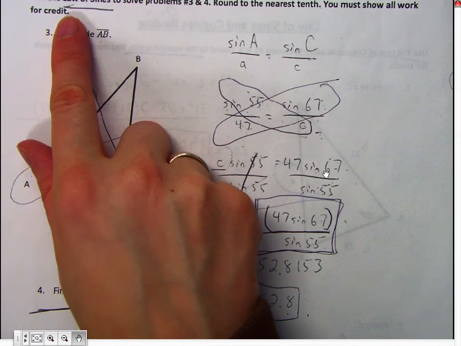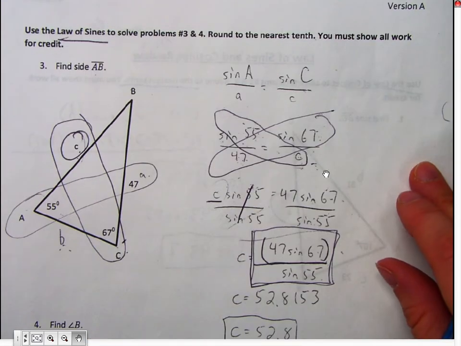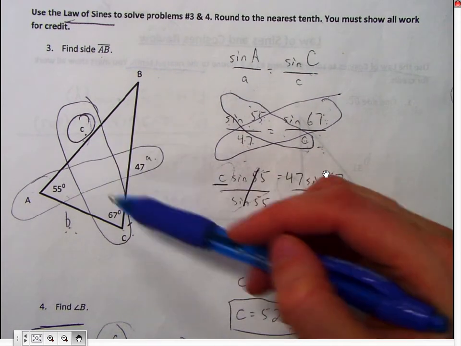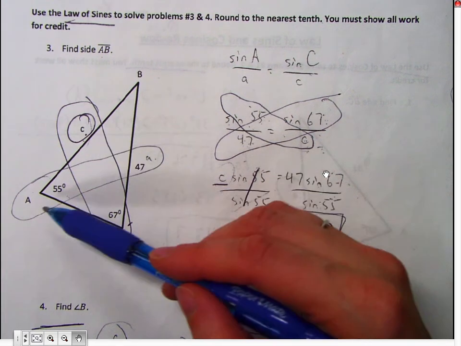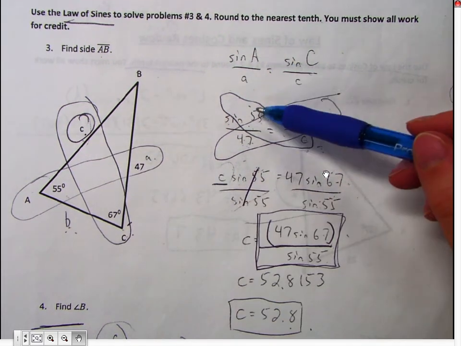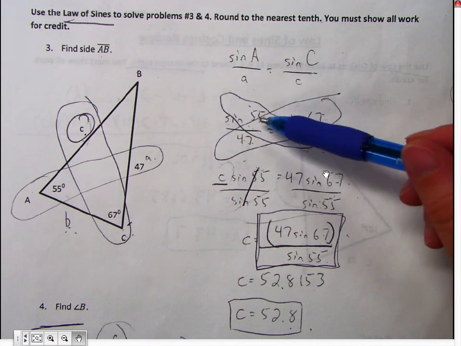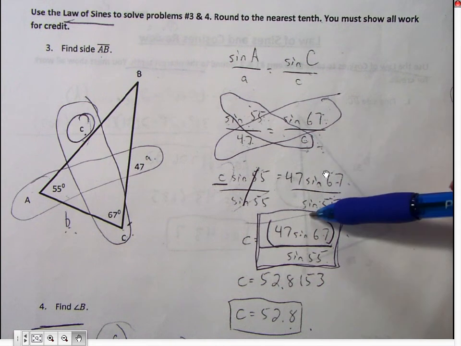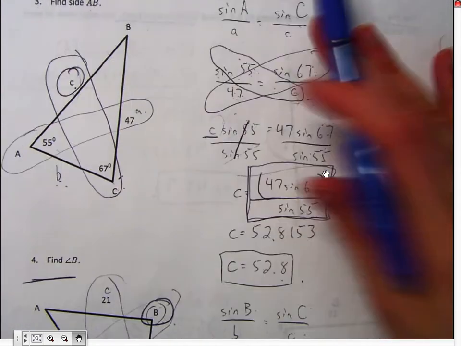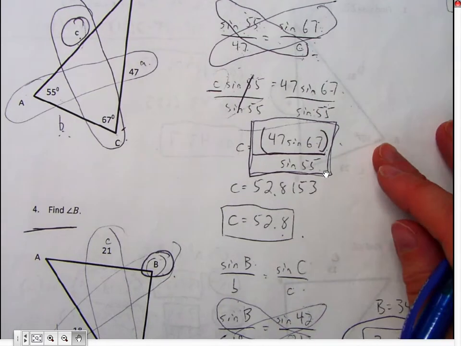It says for 3 and 4 to use law of sines right at the top. I have to find little c, so I'm going to use sine of a over little a equals sine of c over little c. Plugging in: sine of 55 over 47 equals sine of 67 over c. I cross multiply, then divide, making sure I put the top in parentheses, and I get 52.8.